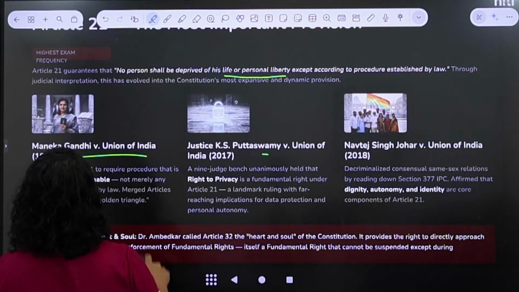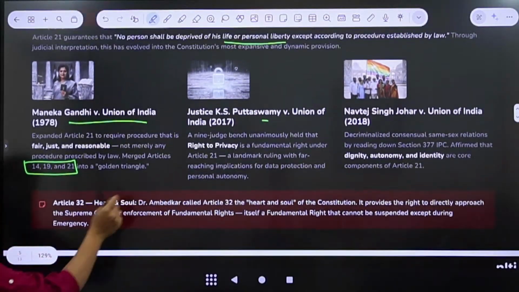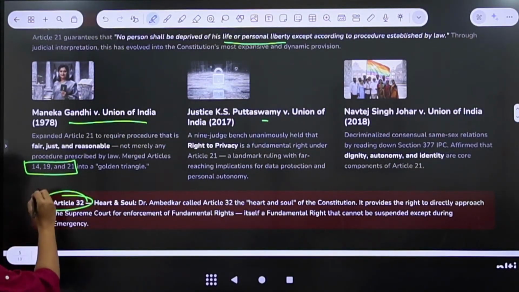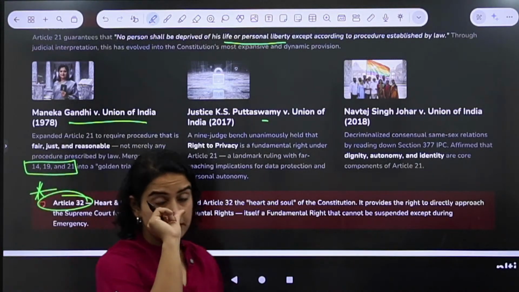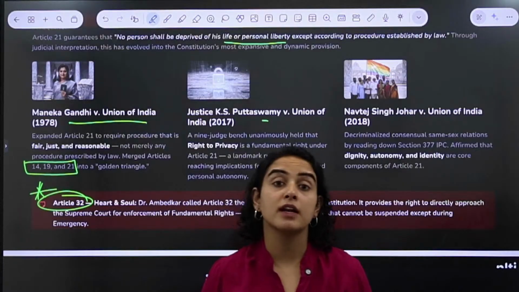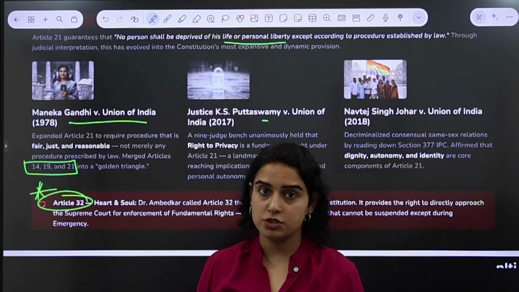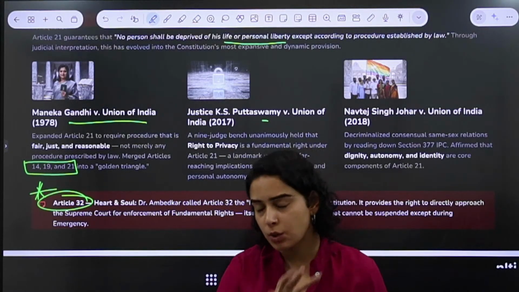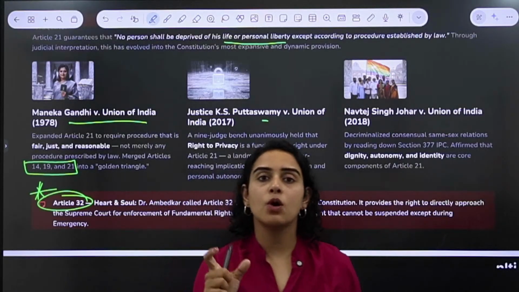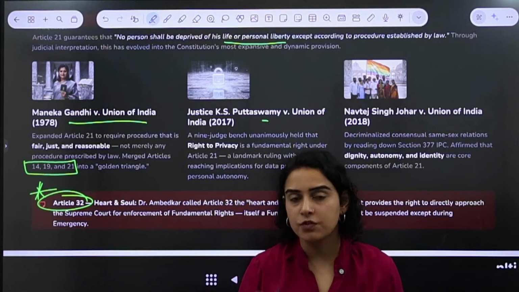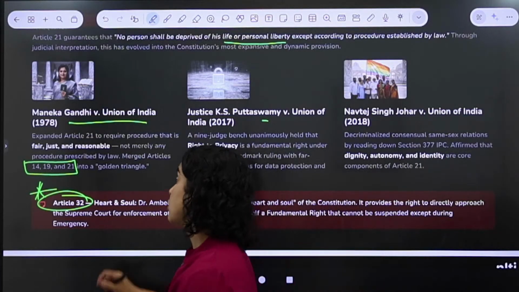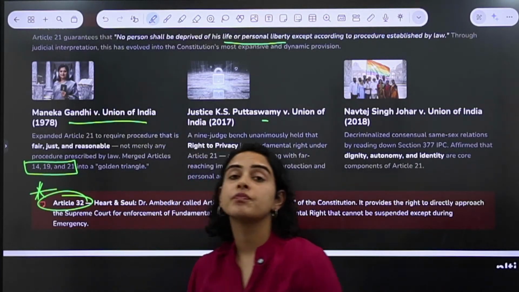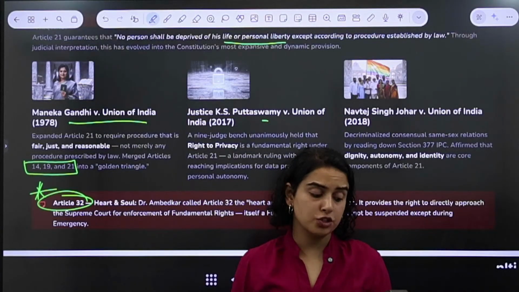Now, after that, another really important article, another really important fundamental right is right to constitutional remedies, which is given to us under Article 32 of the Indian Constitution. And you will see it being tested a lot of times. It is what is called the heart and soul of the Indian Constitution, as per Dr. B.R. Ambedkar. So that is always going to be Article 32, right to constitutional remedies.